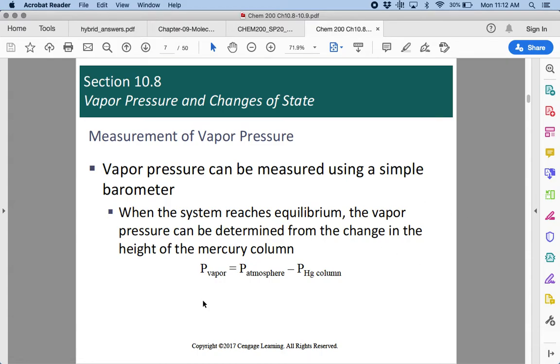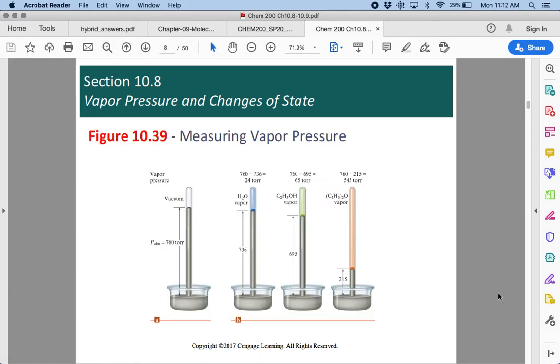So the vapor pressure in the atmosphere, just like we experienced before, is going to be the pressure of the atmosphere minus the change in pressure that we see from the column. Here's an example of that. We have a dish of mercury that is open to the air, and this is the column filled with mercury. Then we can measure if the mercury goes up or down.